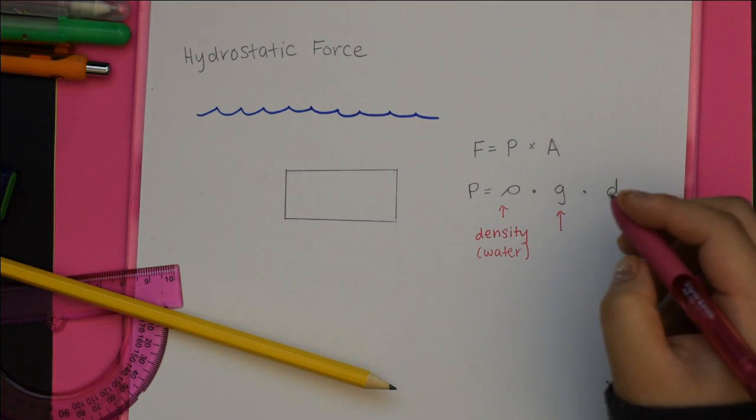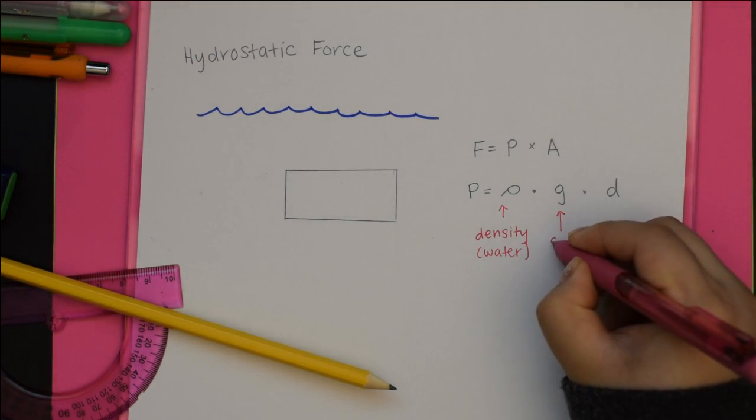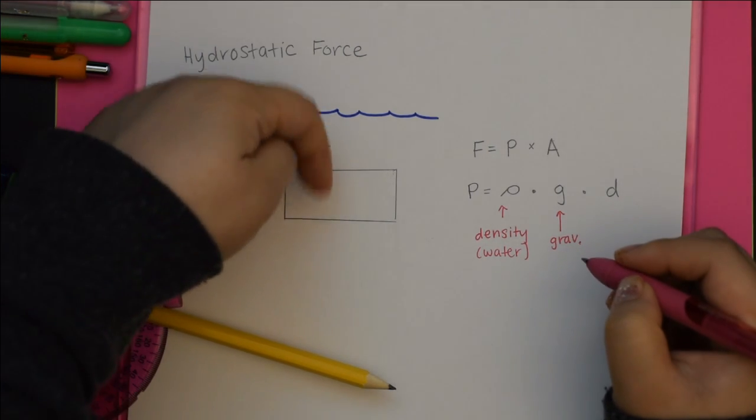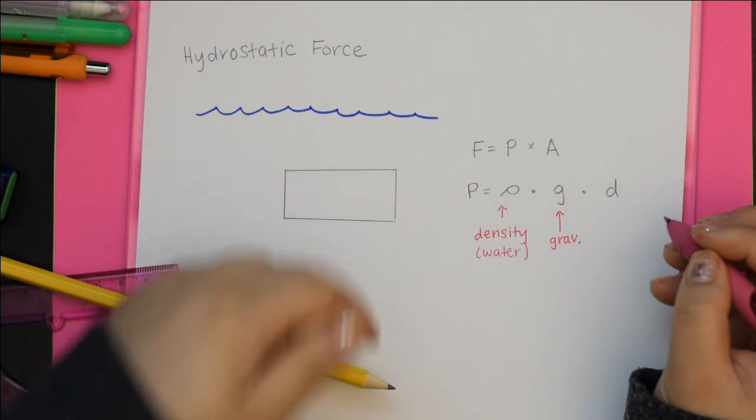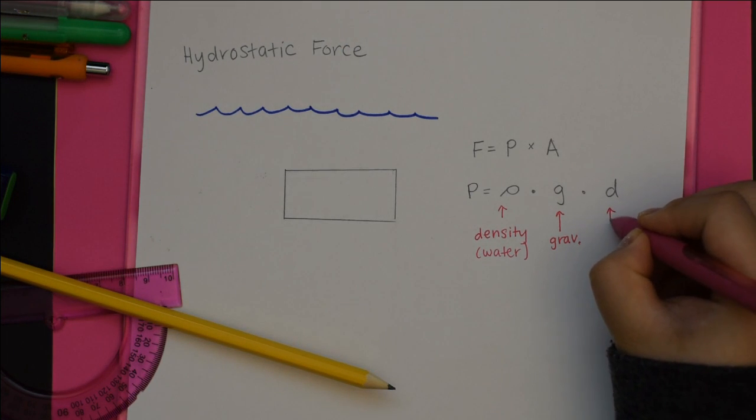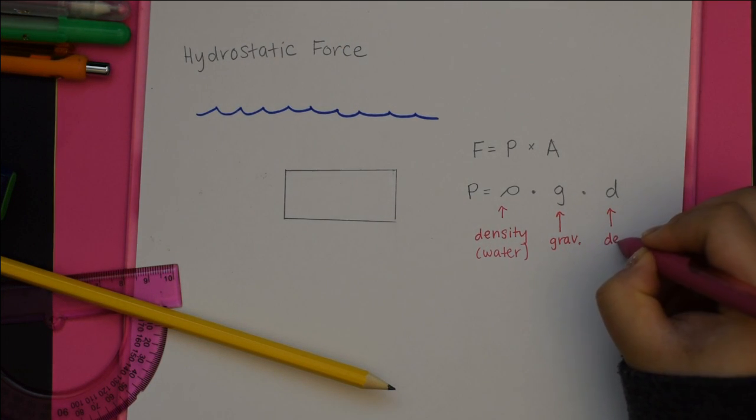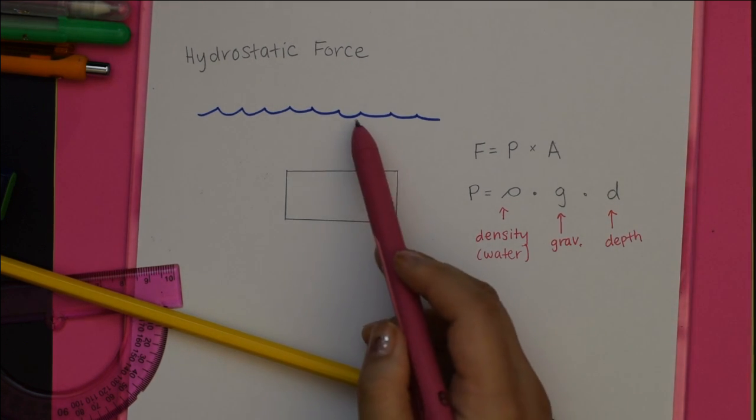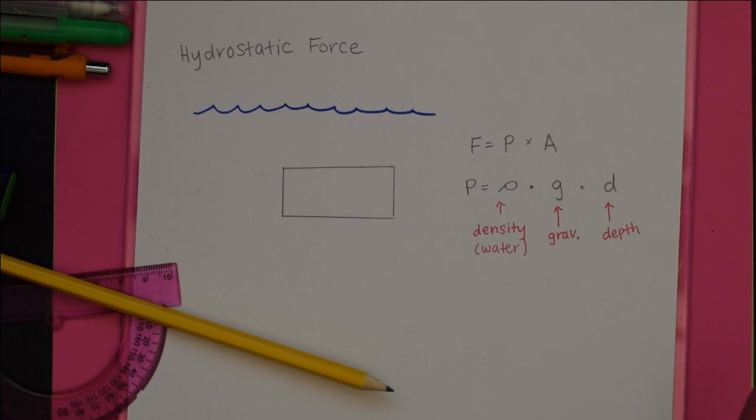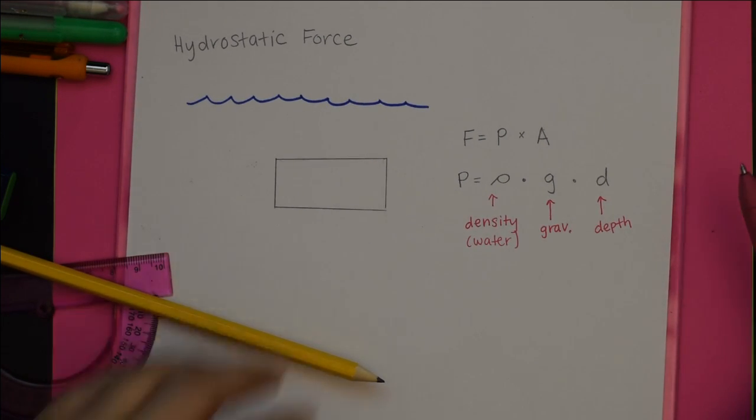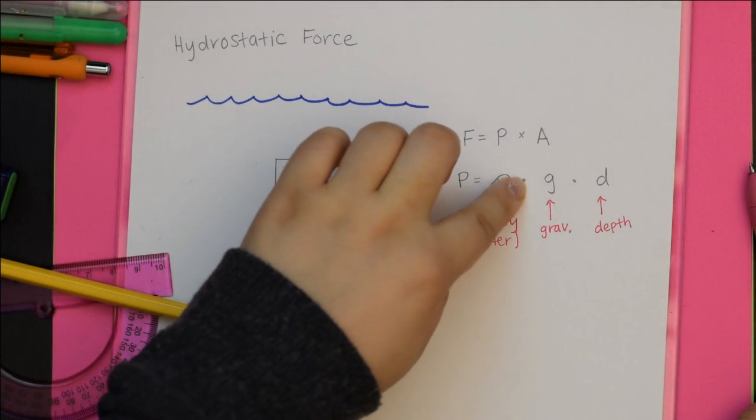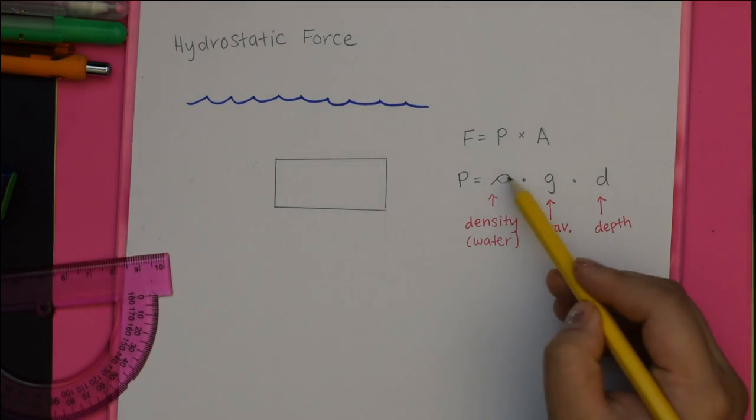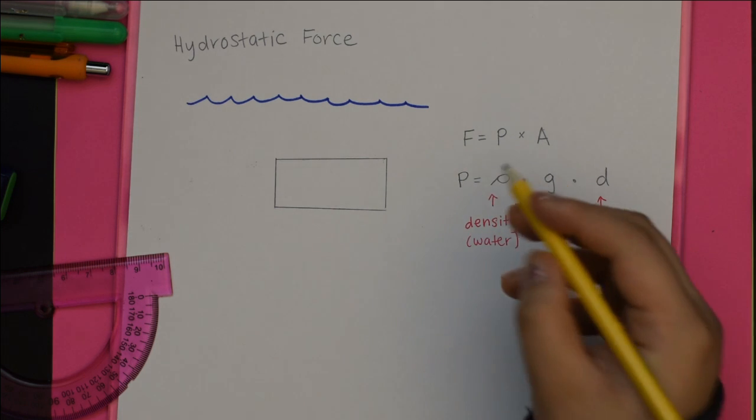G is the gravitational constant, which you would expect because the force is going down. And D is your distance or depth. Some call it height, whatever you want. And rho is a Greek letter. It kind of looks like a P. That's my drawing of it. But it's rho.